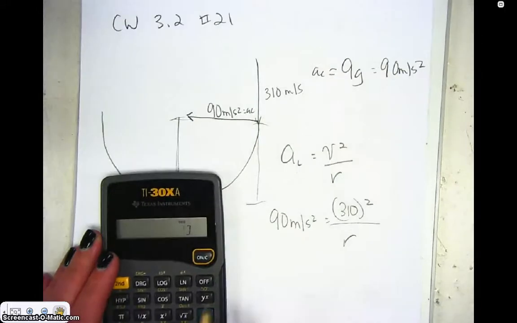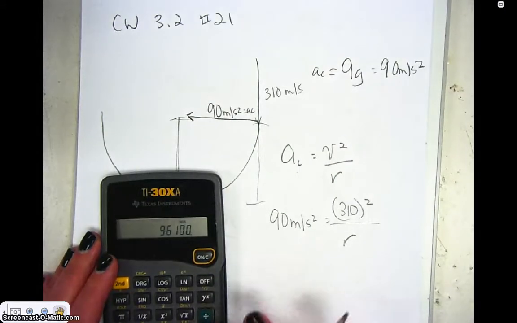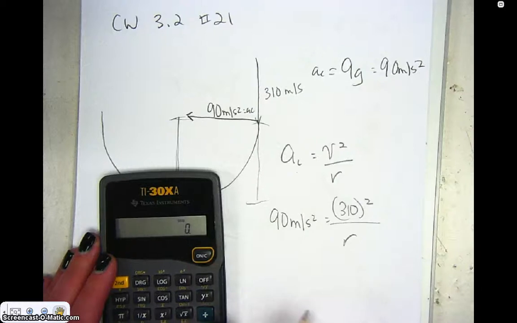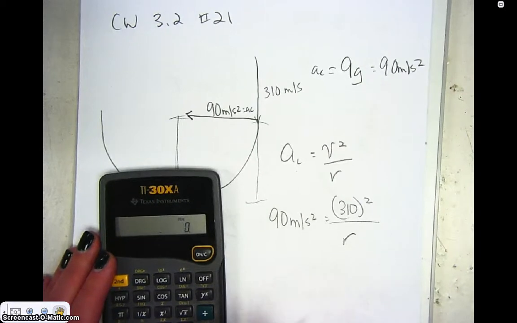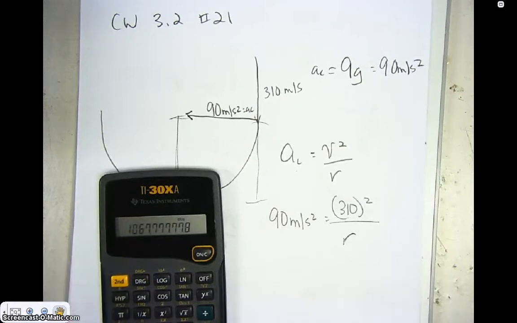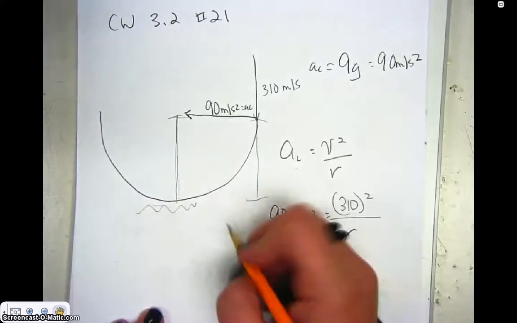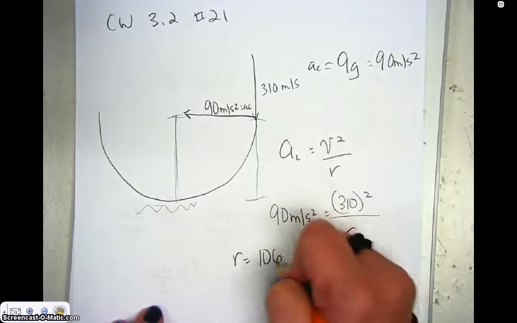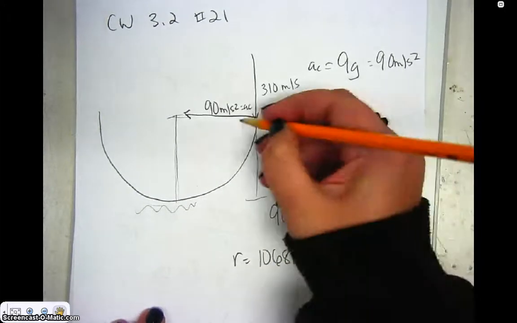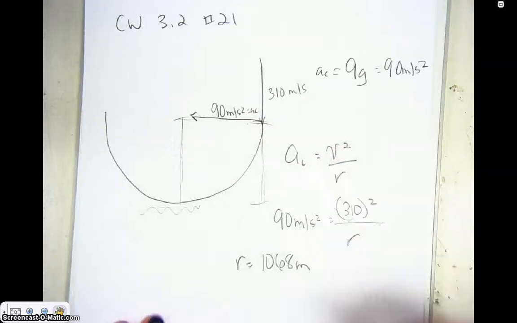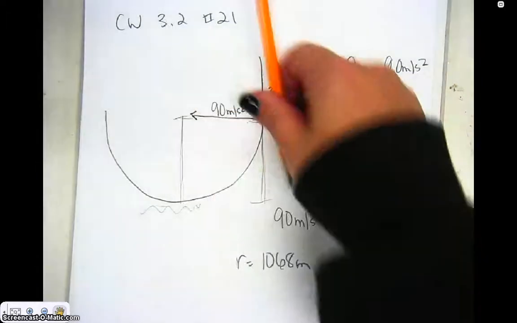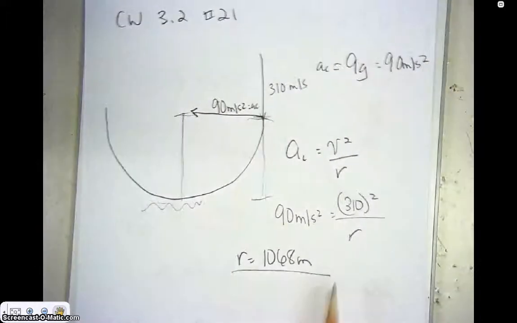Okay, so you're going to have 310 squared divided by 90. Oops, 310 squared divided by 90. Gives us 1,068-ish meters. So the radius would be 1,068 meters above the surface is where that plane has to start an acceleration of 9 Gs in order for it to arc out and just miss the water.